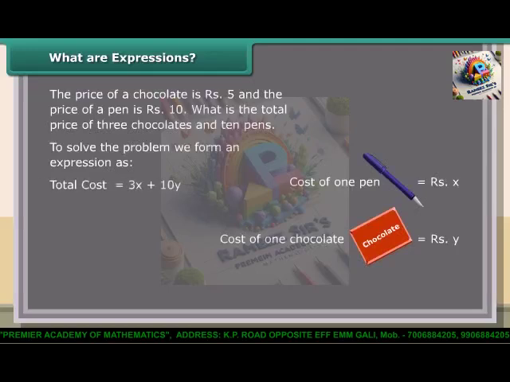Total cost is equal to 3Y plus 10X, which is equal to 3 into 5 plus 10 into 10, which is equal to 15 plus 100, which equals 115. Total cost is equal to 115 rupees.